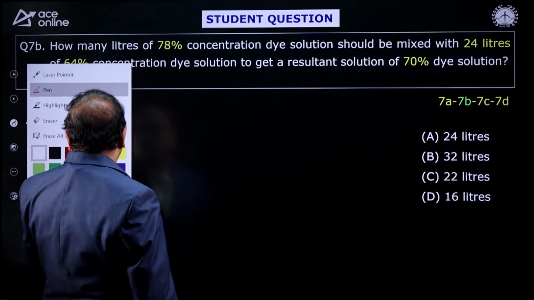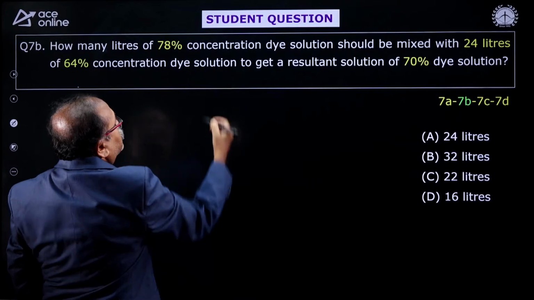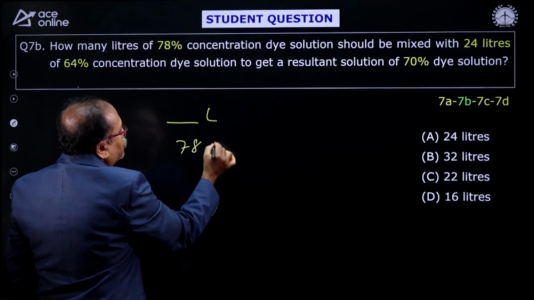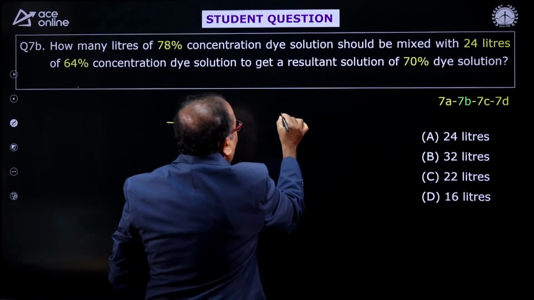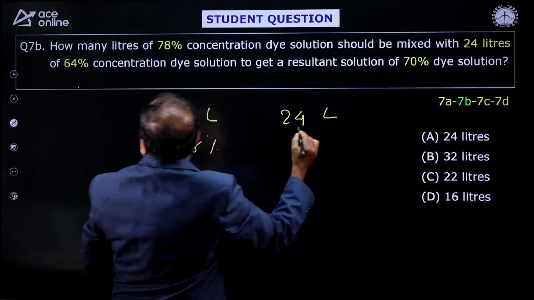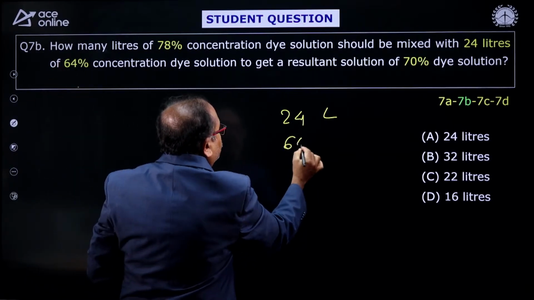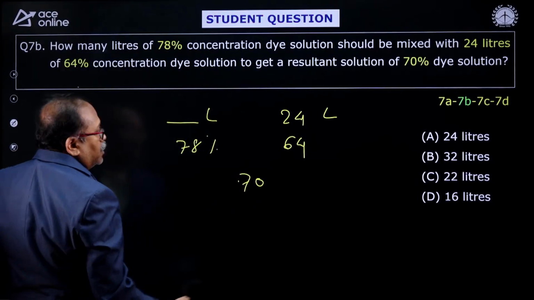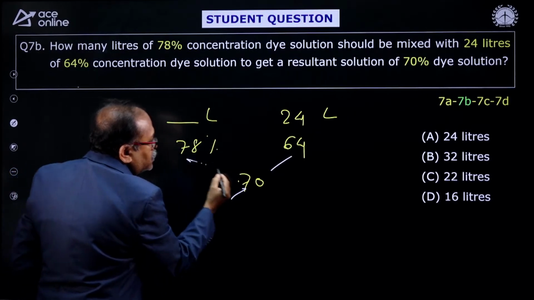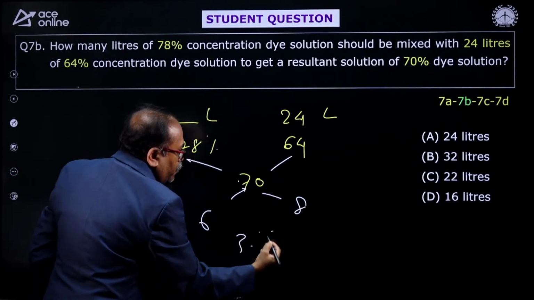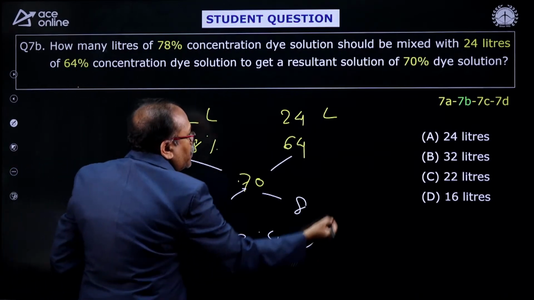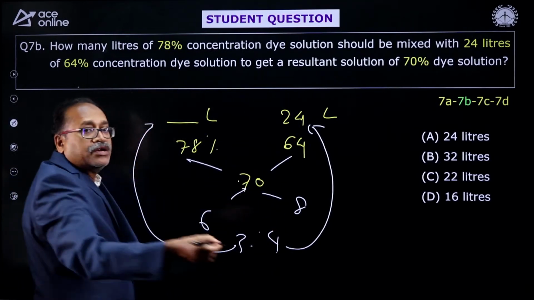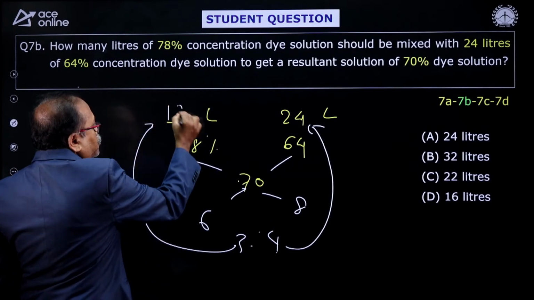Okay, now I will answer this. Here, it says 78% concentration. How many liters of 78% concentration should be added to 24 liters of 64% concentration, so that the average should be 72? So take the difference. Here it is 6 and here it is 8. 3:4, Mr. Sai. And I already know this part is 24, then what will be 3 parts? When 4 part is 24, 1 part is 6, then 3 part will be 18. So this should be 18.